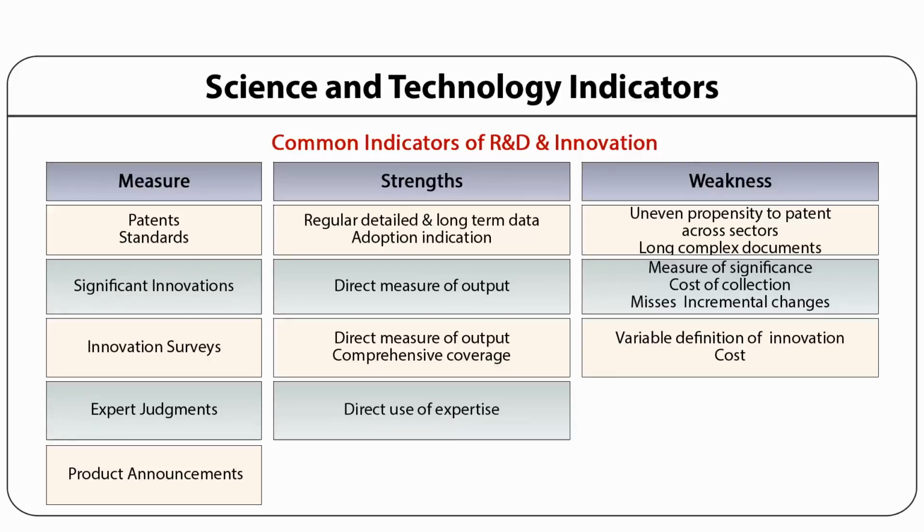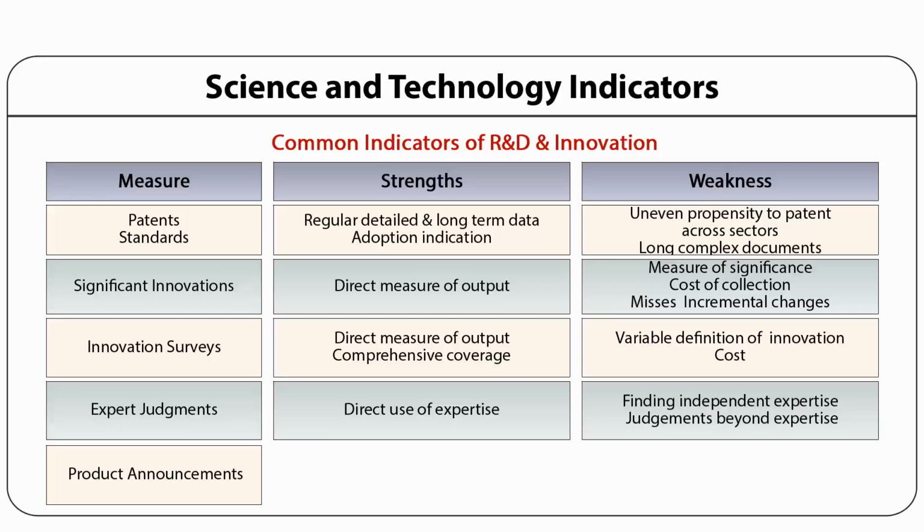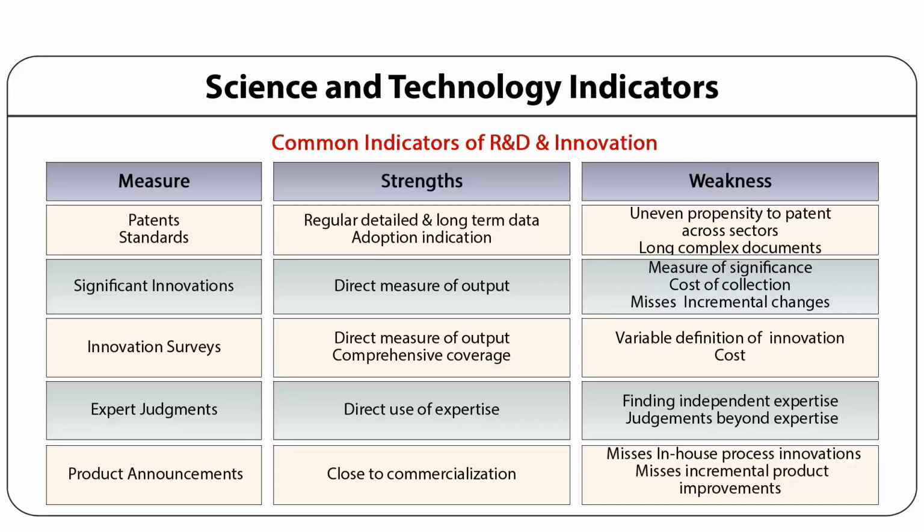Expert judgment uses direct expertise to say something about the importance of innovation, but the weakness is finding independent expertise, the pool of expertise, and also the judgment given by expertise can be highly subjective. Product announcement is close to commercialization and thus acts as an important indicator of innovation. But the problem is that it misses in-house process innovations and incremental product improvements.